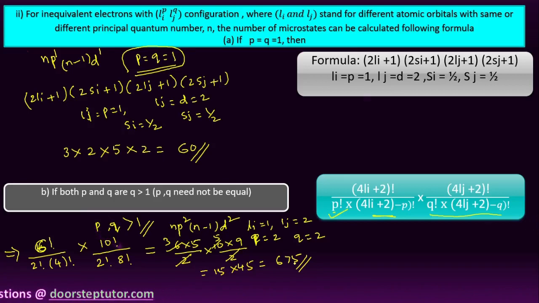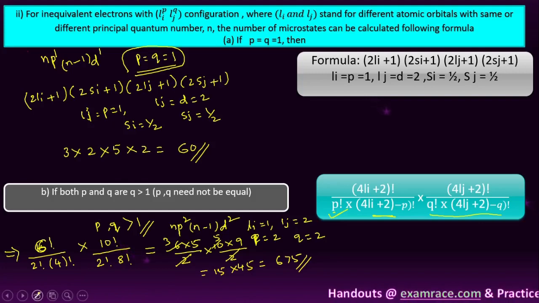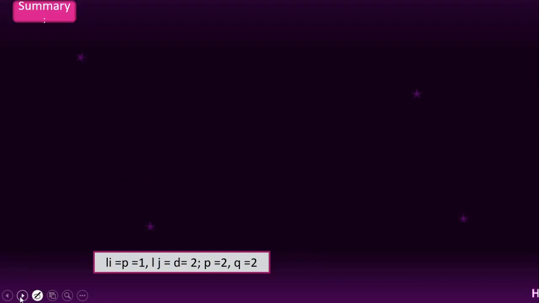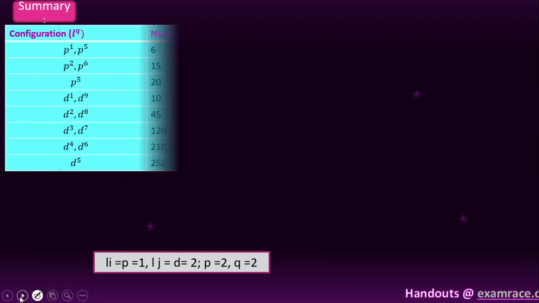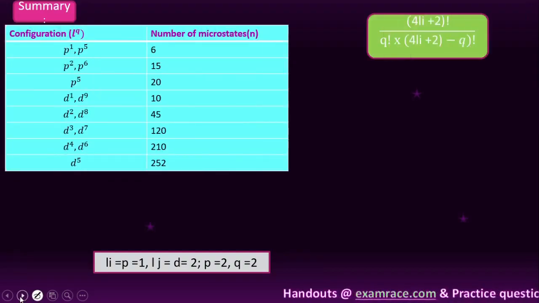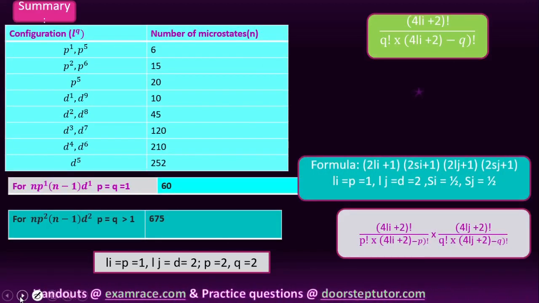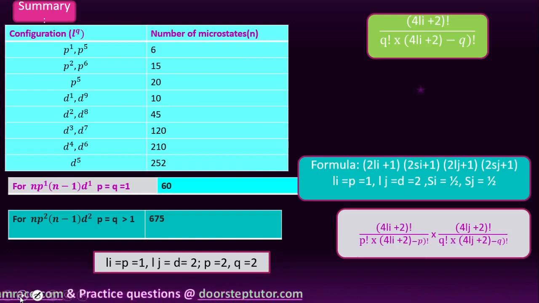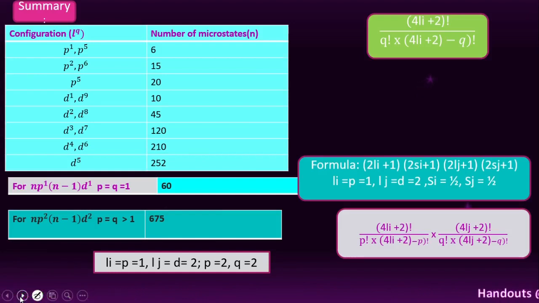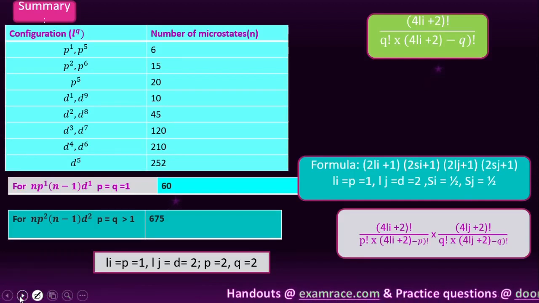Practice once, twice and thrice, and you will get the formula very quickly and the application process will be very quick, right. Next we will move to the summary of the topic, students. Here is the summary of the topic. For p1 and p5 it gives the same number of microstates. For p2 and p4 the number of microstates is 15. For p3, 20. d1 and d9, 10. d2 and d8, 45. d3 and d7, 120. d4 and d6, 210. The d5 configuration is 252.